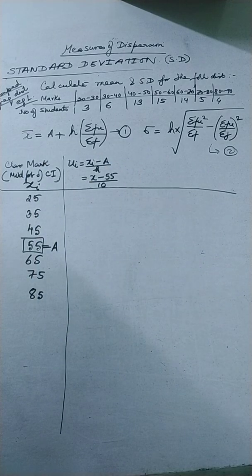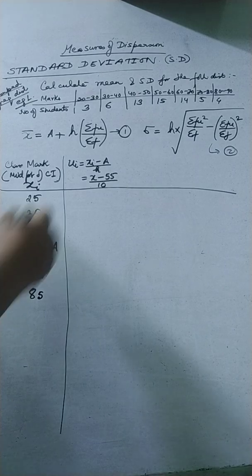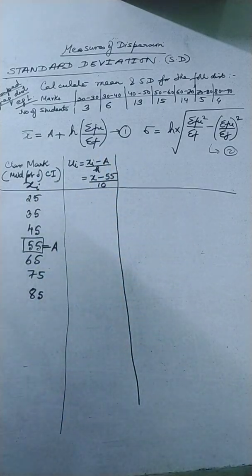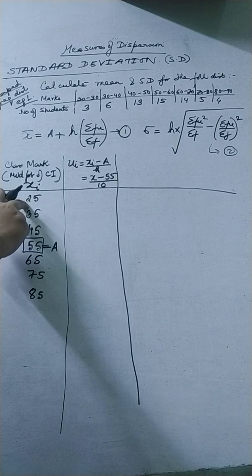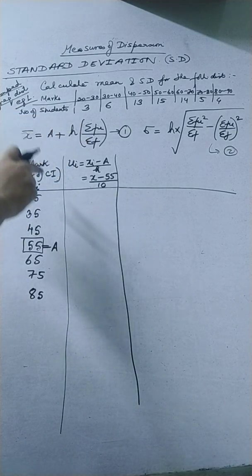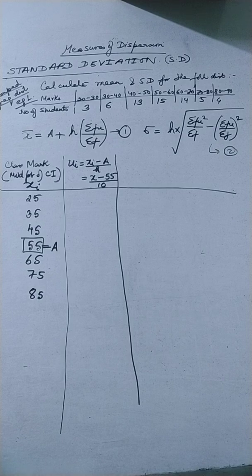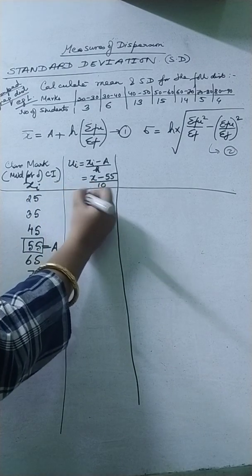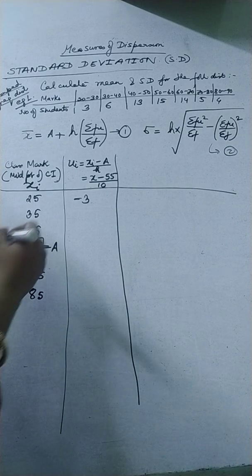You can do it directly, otherwise it's better you do x minus 55 first and then divide each of them by 10. But make sure you don't make any careless mistake. That is the main thing. So 25 minus 55 by 10 gives you how much? Minus 30 by 10, so it's minus 3.